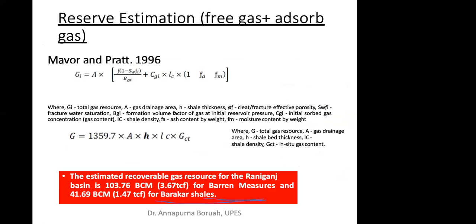And for this study area, reserve estimation was done. There are several equations for reserve estimation in shale gas reservoirs. We use this general formula. The overall estimation for the study area was found to have 3.63 TCF shale gas resource in Barren Measures shale, then 1.47 TCF for Barakar shales.